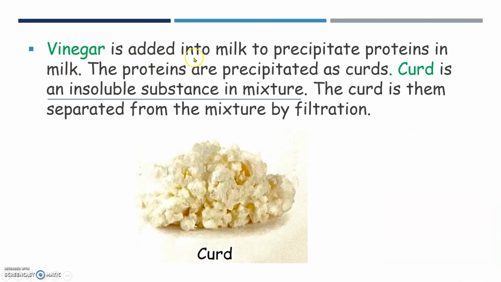Vinegar is added into milk to precipitate proteins in milk. The proteins are precipitated as curds. Curd is an insoluble substance in the mixture. The curd is then separated from the mixture by filtration.